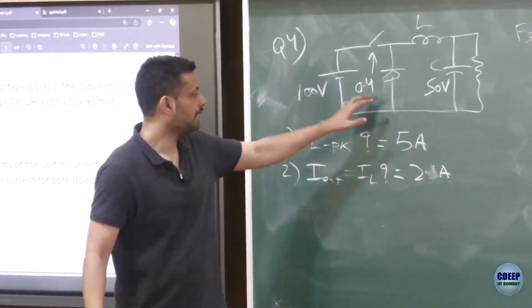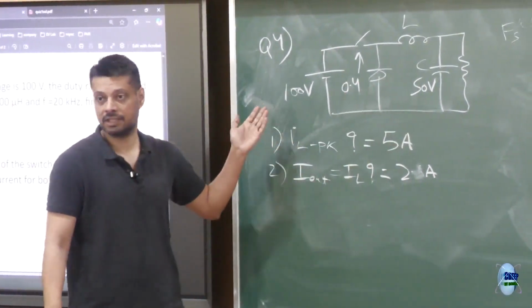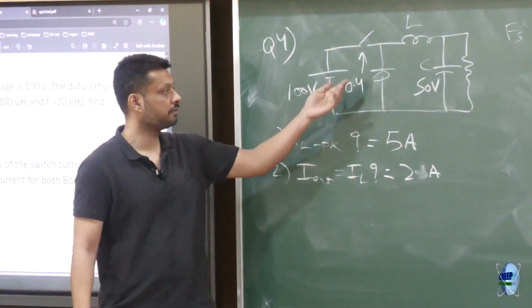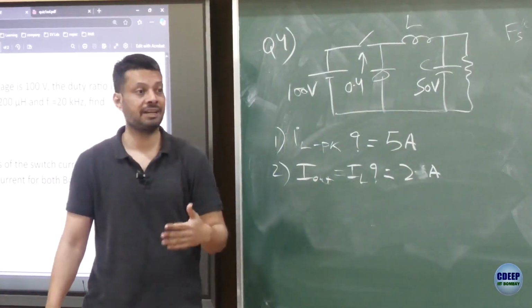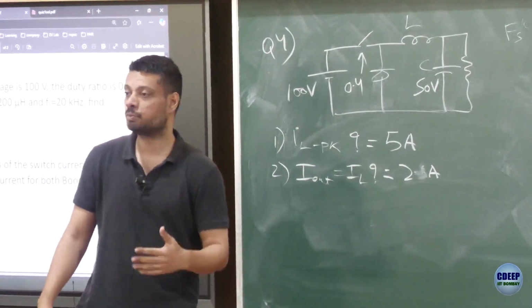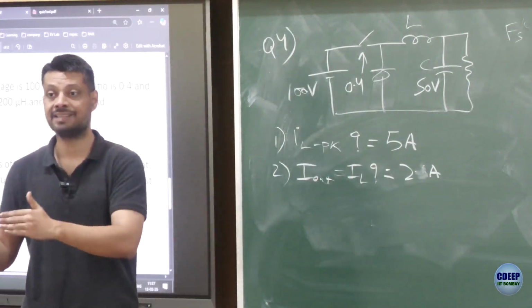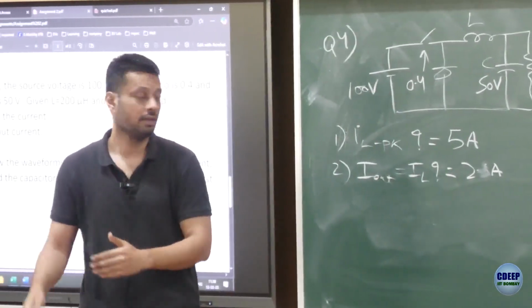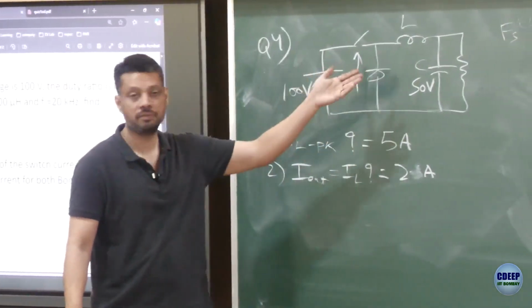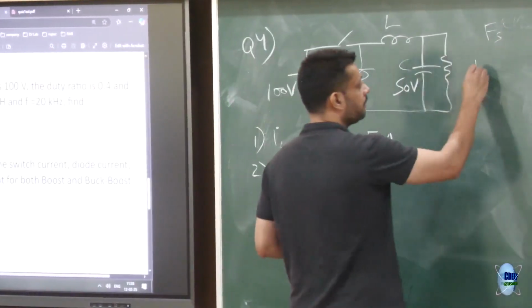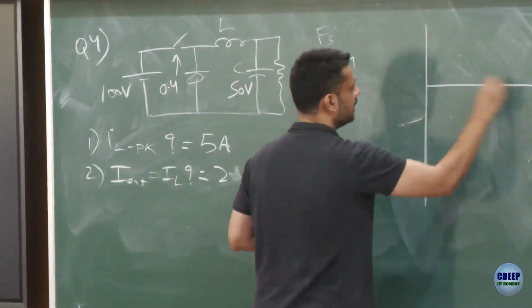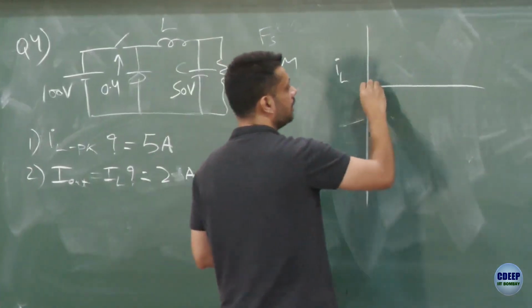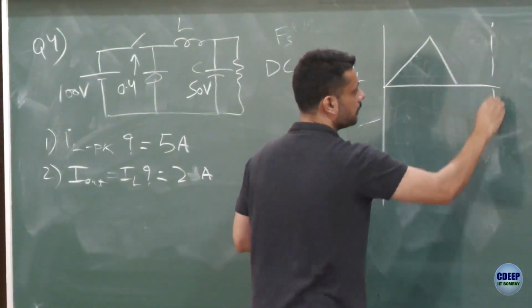So for example, in this question, of course, it's not clearly mentioned whether it's CCM or DCM, but if you see these three values, they don't make sense together, right? If you use 100 volt and 0.4 in a buck converter, output should be 40, but output is 50. We know that whenever it goes to DCM, the output voltage is more than the corresponding CCM voltage. Therefore, output is 50. So first you conclude it's a DCM. If you conclude it's a DCM, then it becomes straightforward. So your inductor current will be like this.